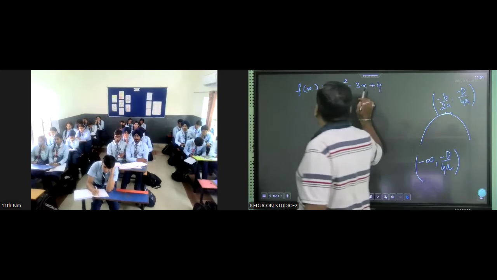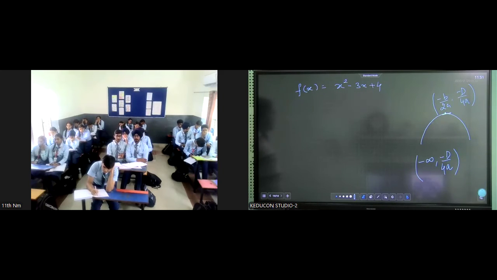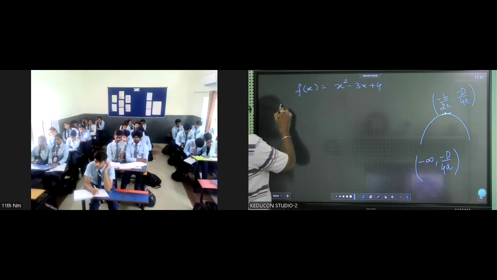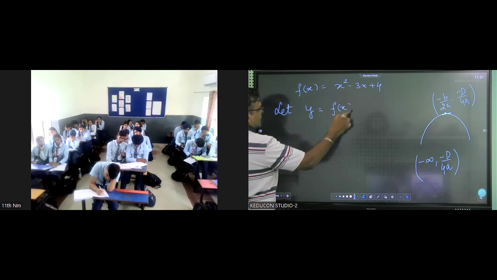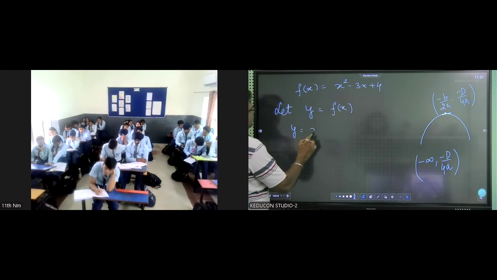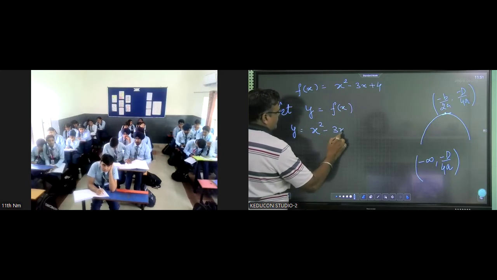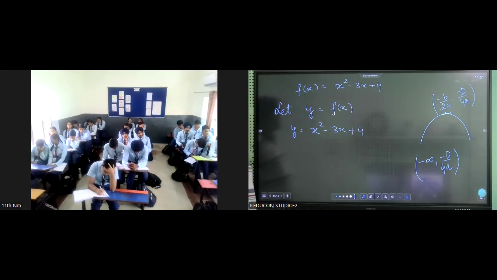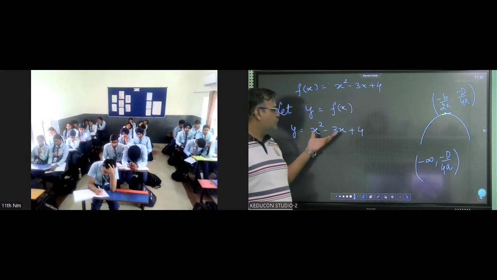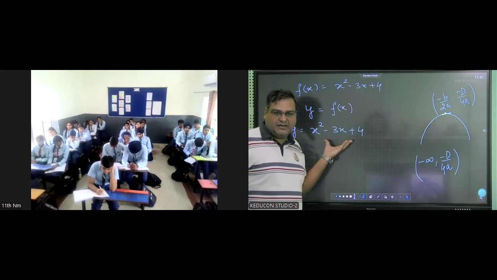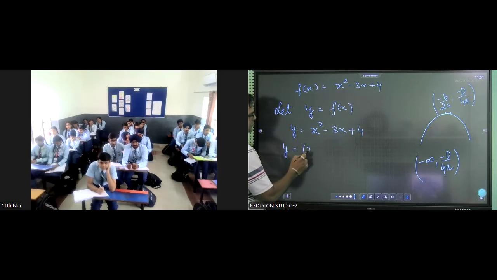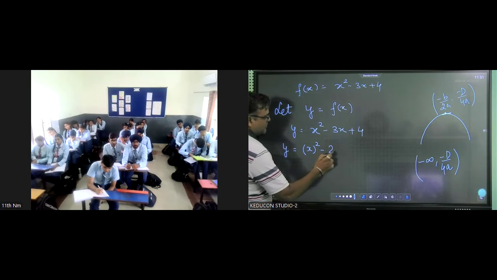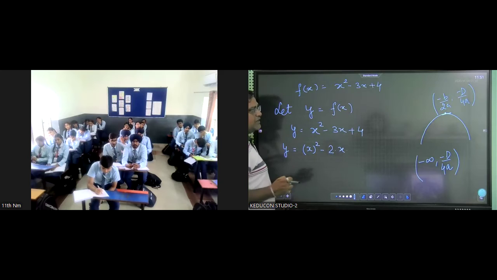Now if you have to do it by the standard way, if you have to find out its range, how to do that? What will be the first step? Right? So the y will be equal to, right बच्चों? So what we'll do, first we'll make it a perfect square. How to make the perfect square? Y is equal to x square minus 2 into x. फॉर्मूला क्या होता है बेटा?